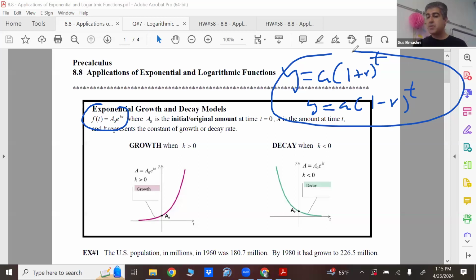It makes it easier for computer systems to run these models instead of trying to figure out, do I use 1 plus r, 1 minus r? It could be kind of confusing. So we'll use this formula instead.